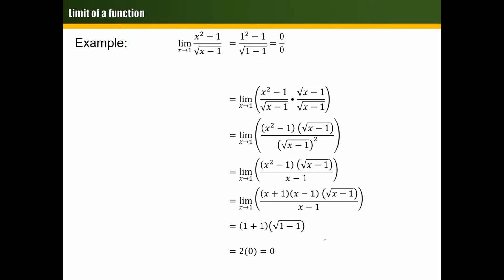Let's consider another example. We want to take the limit of x squared minus 1 over the square root of x minus 1 as x approaches 1.